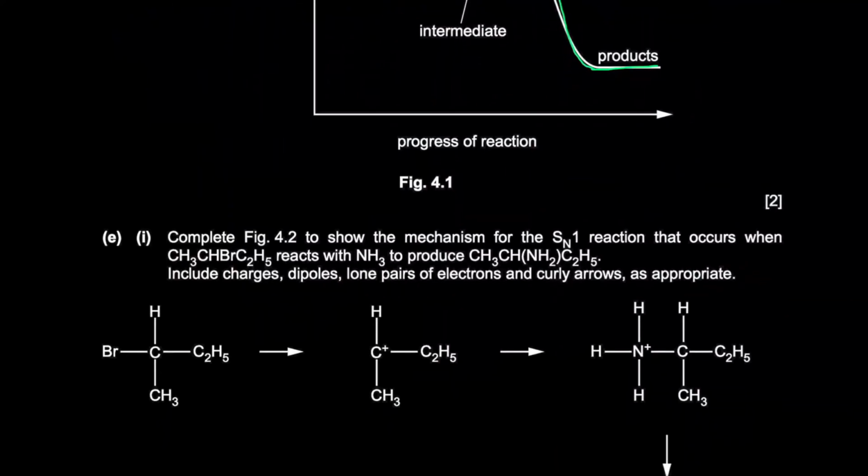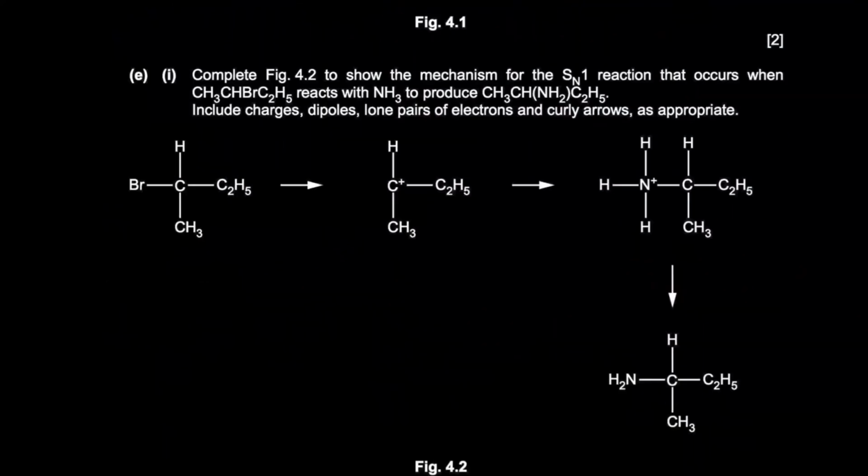Complete figure 4.2 to show the mechanism for the SN1 reaction that occurs when this halogenoalkane reacts with ammonia to produce this product. Include charges, dipoles, lone pairs of electrons, and curly arrows as appropriate. They've already pre-drawn a lot for you. They've shown you that you're getting a carbocation, which means in the first step you have heterolysis. Heterolysis is when this bond breaks and both electrons go to one atom, that would be the bromine. You put the partial charges: bromine is partially negative, carbon is partially positive.